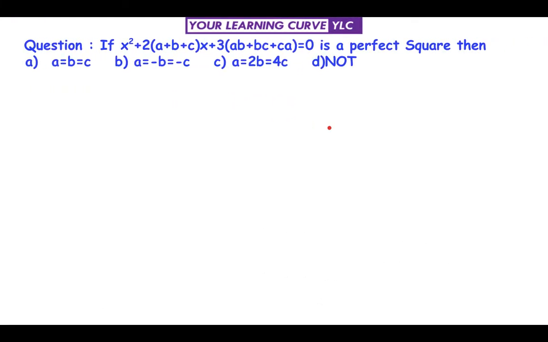Now, let us try one more question. If x square plus 2 times (a plus b plus c) times x plus 3 times (ab plus bc plus ca) is equal to 0 is a perfect square, if this quadratic is a perfect square, then you have to find a relation between a, b and c. Options are: A, a is equal to b is equal to c; B, a is equal to minus b is equal to minus c; C, a is equal to 2b is equal to 4c; Option D, not means none of these. You pause the video, try the question and then look at the solution.